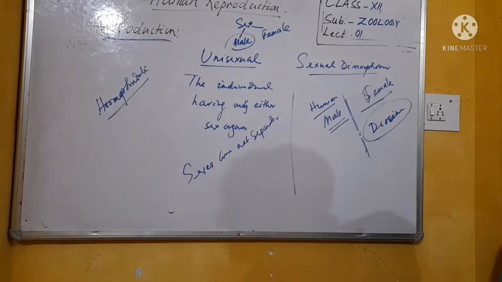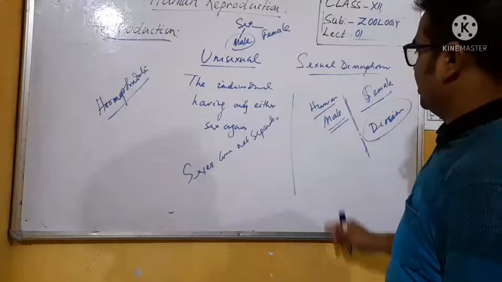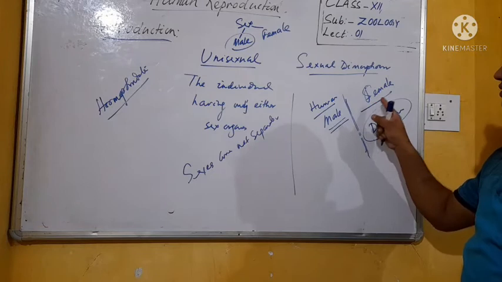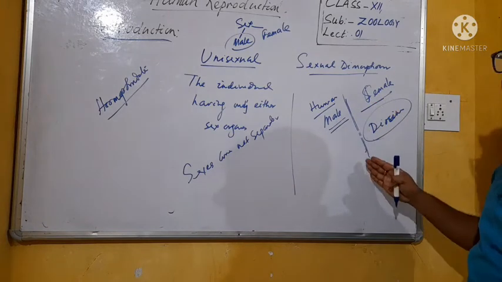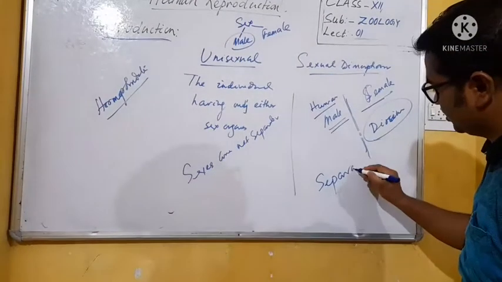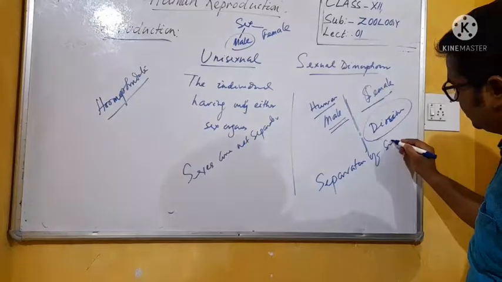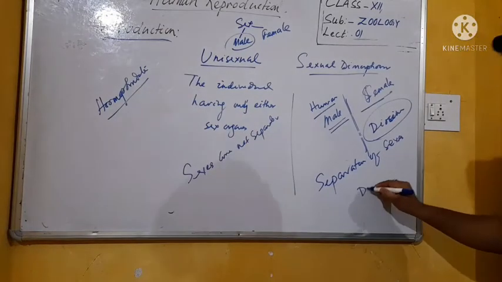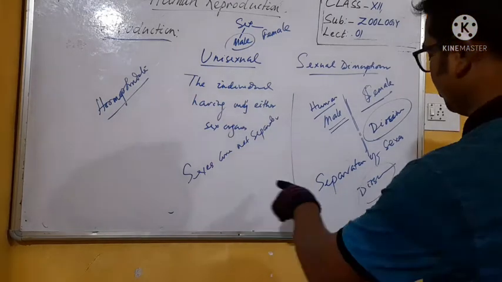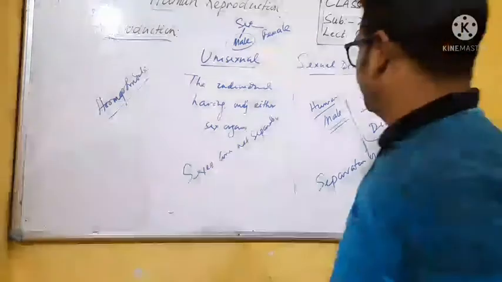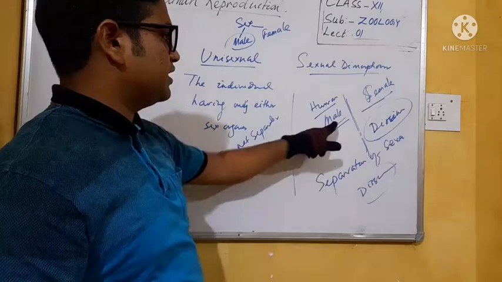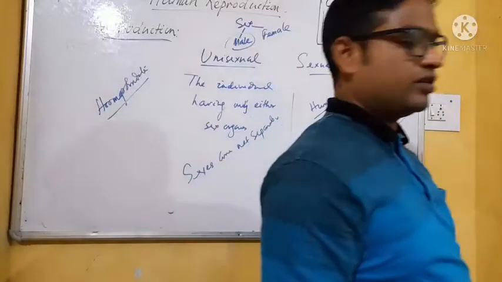Dioecious nature means humans have both sexes, male and female. The separation of sexes is known as dioecious. Students, some terms. The first term is dioecious. What do you mean by dioecious? The separation of sexes is known as dioecious. You can say male and female are dioecious in nature.